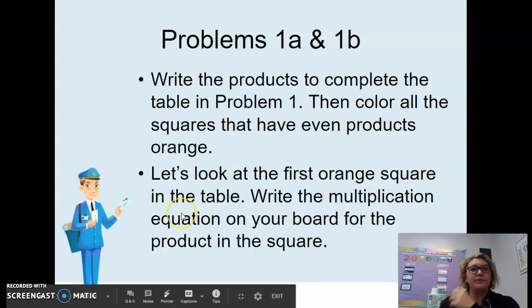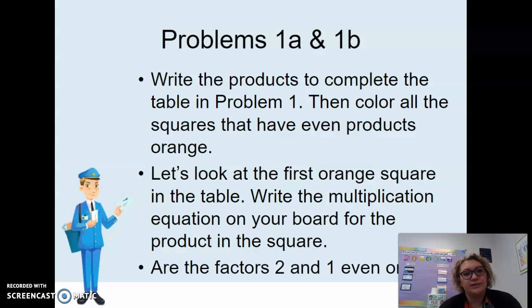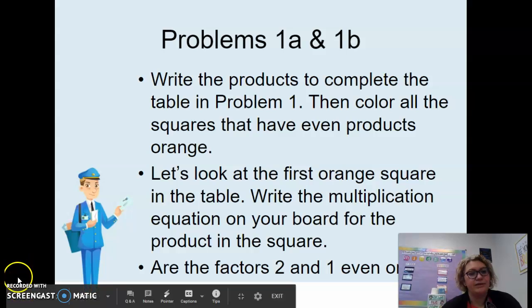This is a little bit hard to do unless you print out the multiplication chart. So what we want you to do is fill out the multiplication chart, and write the products to complete the table in problem 1. Then color all the squares that have even products orange. Okay, so I'm going to move to our problem set, which will be on another video, so that we can do it together.